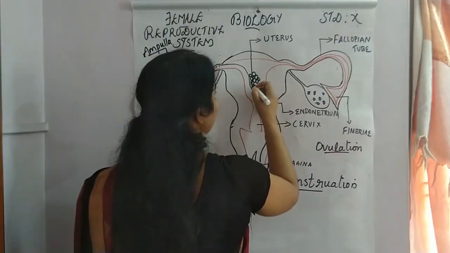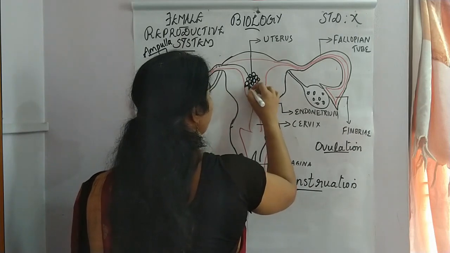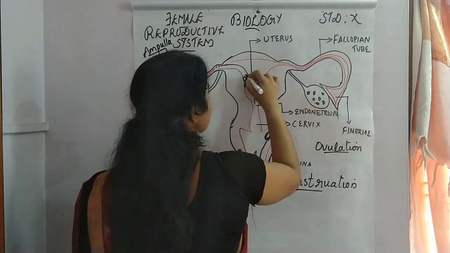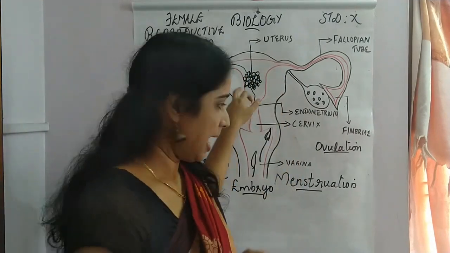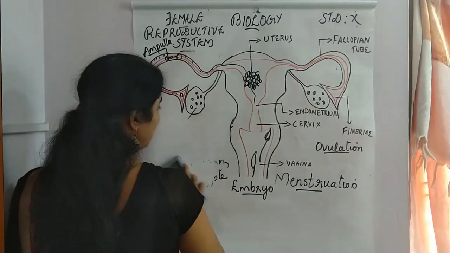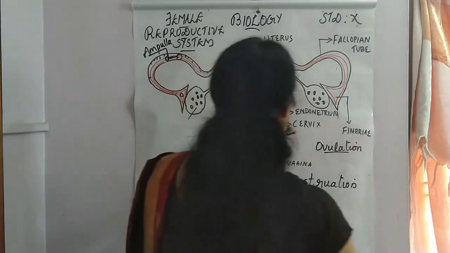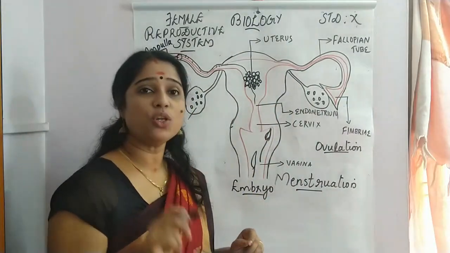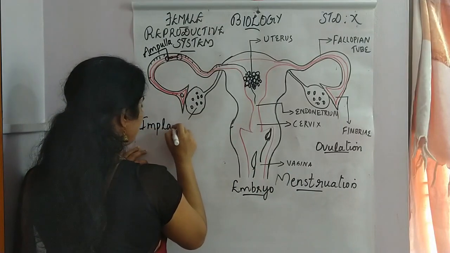And you know what will happen? This embryo sticks to the wall of the uterus and starts growing there. The sticking of the embryo into the wall of the uterus is known as implantation.